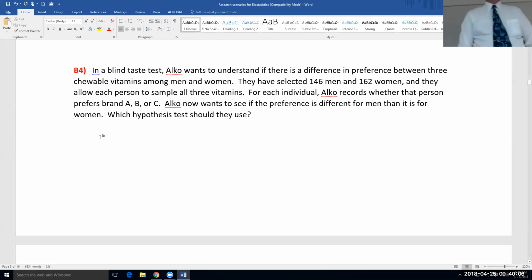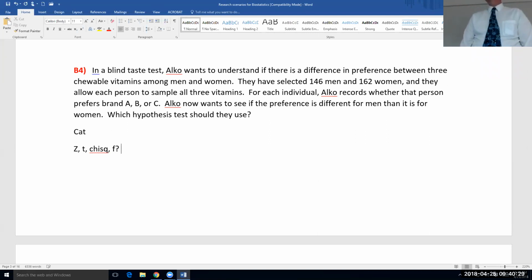Quantitative, categorical, or regression? And it is categorical. What are the categories? No, those are the groups. Men and women are the groups. A, B, or C are the categories, okay? All right, now, which is it? Is it a Z, a T, a chi-square, or an F?